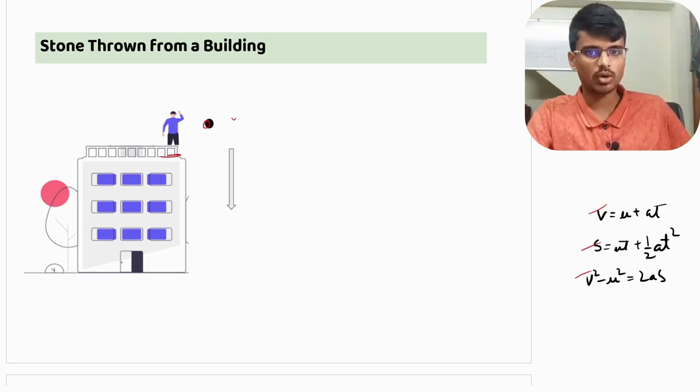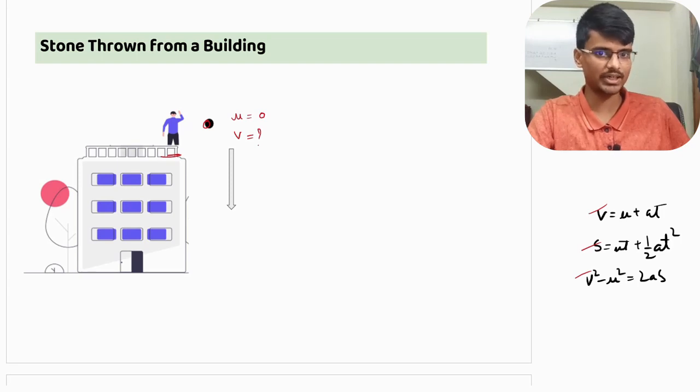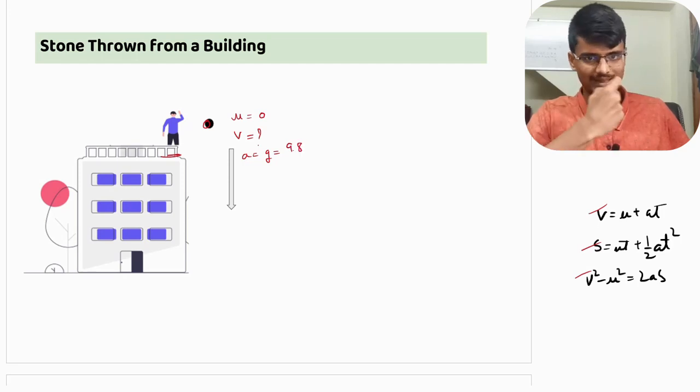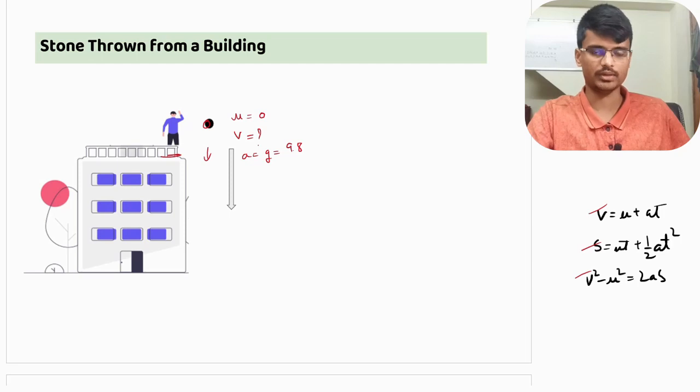So initially, what will be the velocity? The u is equal to 0. The acceleration a will be g, 9.8, right? This is our acceleration in this direction. Due to gravity, it is falling down, so the acceleration will be 9.8, that is constant. Using laws of motion, now tell me, I want to know what will be the velocity at time t equal to 2 seconds. Just pause and try.